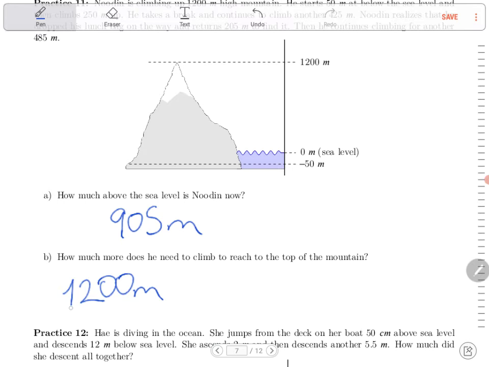So we set it up as 1,200 meters minus 905 meters. From there on out, again, it's just a subtraction problem. 1,200 meters minus 905 meters is 295 meters. So the full answer to this question would be that Newton needs to climb 295 more meters to reach the top of the mountain.